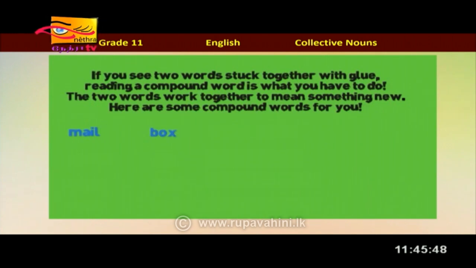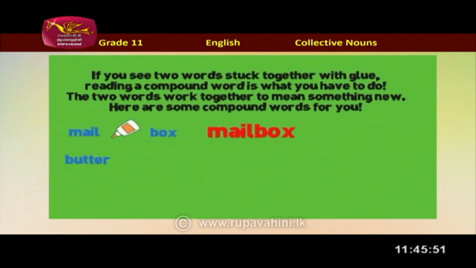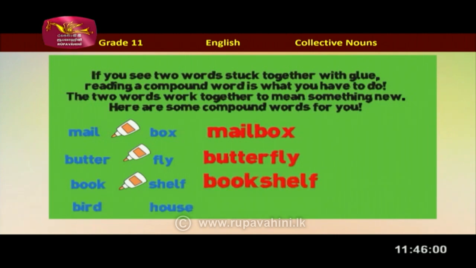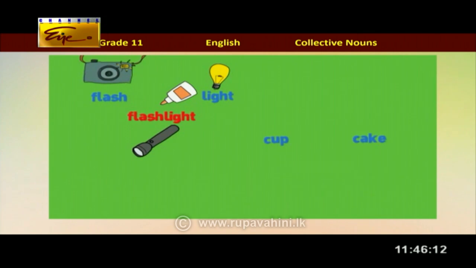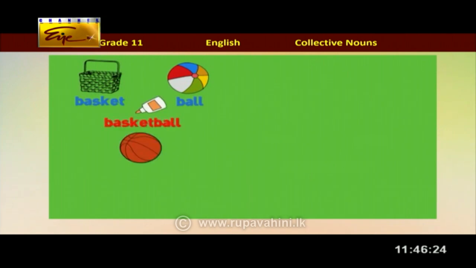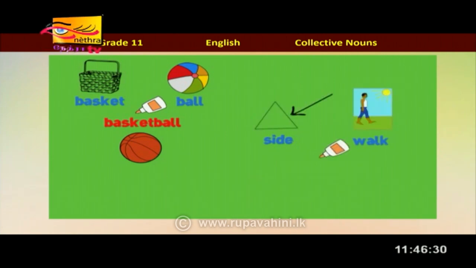If you see two words stuck together with glue, reading a compound word is what you have to do. Do two words work together to mean something new? Here are some compound words for you. Flash and light make an object we need. Flashlights on a camping trip can help us see. Cup and cake make a yummy treat. Cupcakes at a party just can't be beat. Basket and ball form a sport to play. Some athletes play basketball every day. Side and walk are a handy pair. A sidewalk safely gets you from here to there.